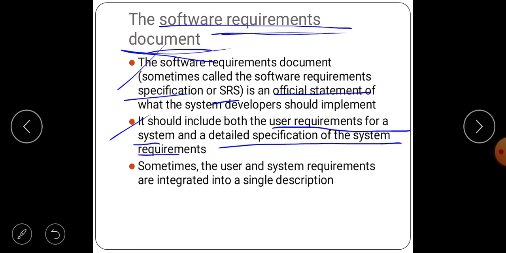Sometimes the user and system requirements are integrated into a single description, and it also contains the integration requirement, nothing but the combination of user and system requirements into a single description. We can also get a single description of the user and system requirements. That will be integrated, meaning we are going to get the combined requirement of user and system.